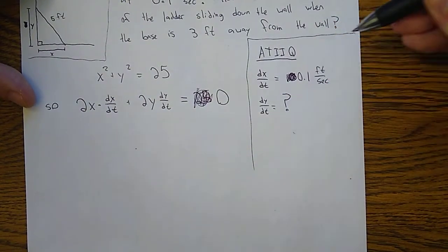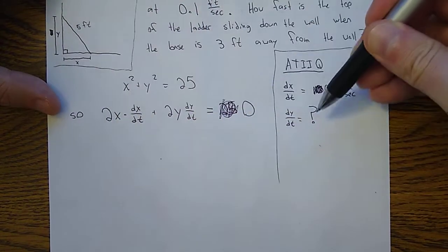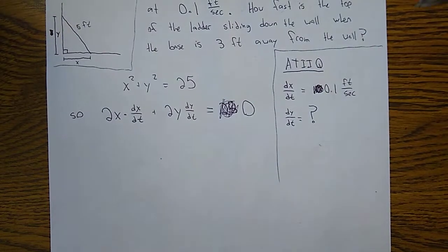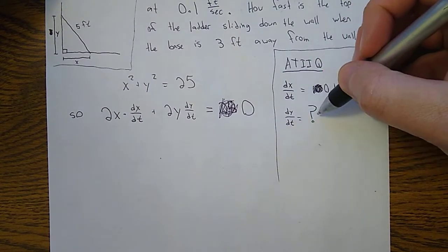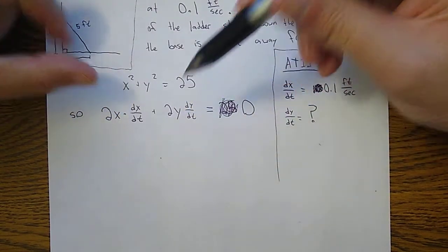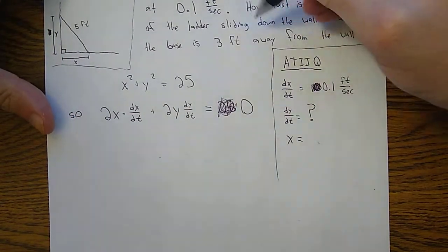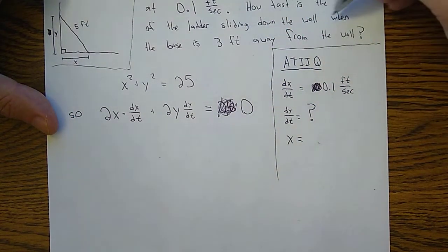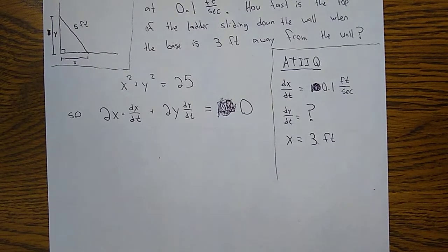What I should be able to do is fill in all the values of everything here except for the unknown, and then I'll just solve for the unknown. So what do I have left? I have dx over dt. dy over dt I don't know, but that's okay, that's what I'm going to figure out. I still have to know x and I have to know y. x is actually given, because at the instant in question, the base is 3 feet away. So x is just 3 feet.